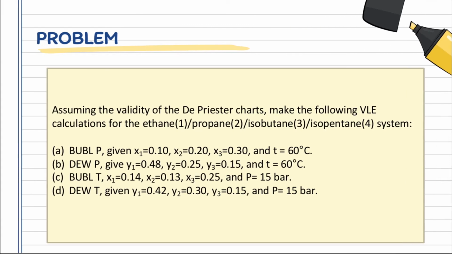For this problem, assuming the validity of the De Priester charts, make the following VLE calculations for the ethane, propane, isobutane, isopentane system. As you can see below, we are asked to find the bubble point pressure, dew point pressure, bubble point temperature, and dew point temperature with their respective mole fractions and their intensive variables.